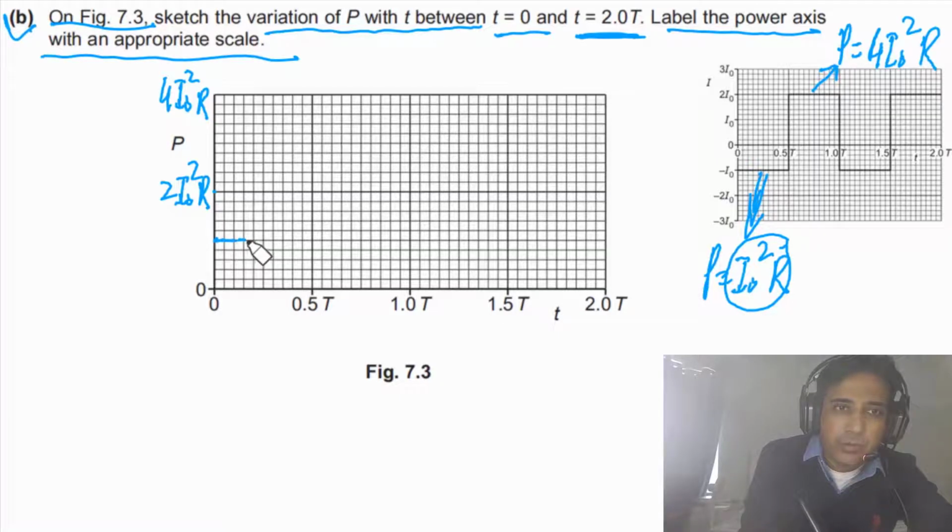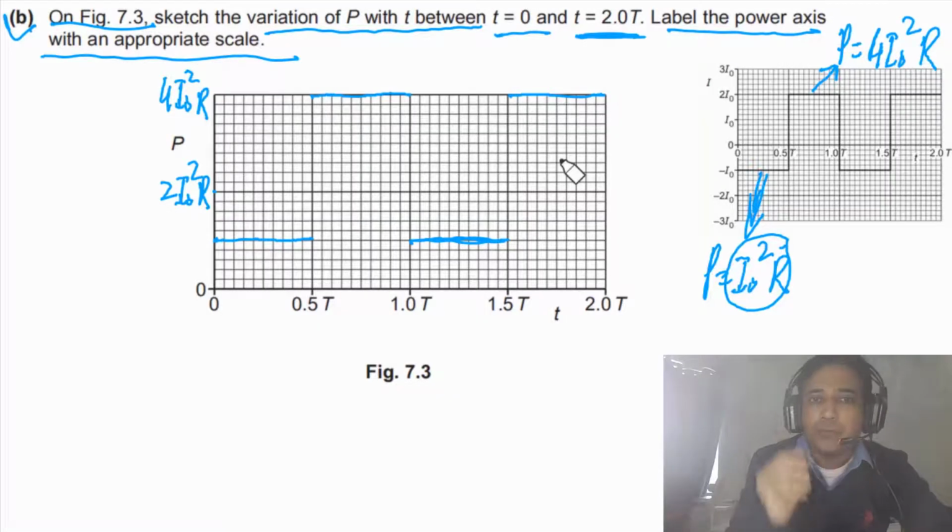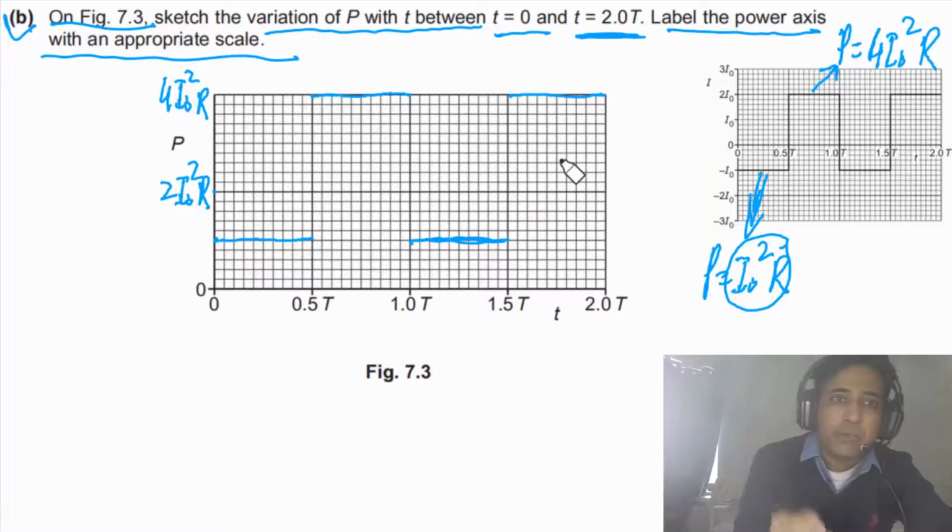From here we can draw this line here, and after the power is 4 I naught square, so we can draw the line here. And for this part again power is I naught square, so you can draw this horizontal line here, and then we can draw the horizontal line here. So if you draw these 4 horizontal lines, you will get 3 marks. You can also connect them by dotted lines.